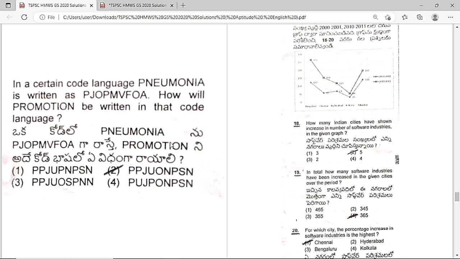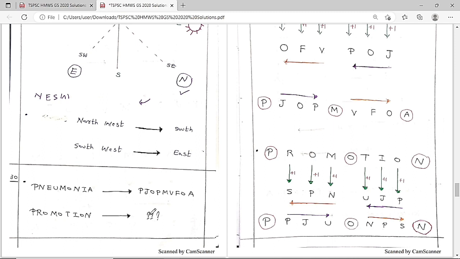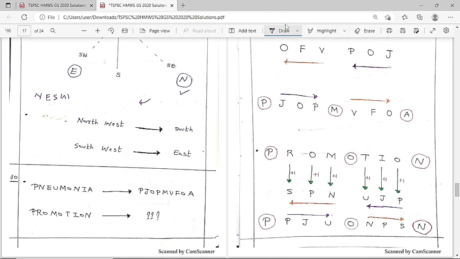So let's solve this numerical. Now you can see clearly here, this is the question they have mentioned. PNEUMONIA is written as PJOPMVFOA by some code language. Then PROMOTION is written as, this is what we need to figure out in this code language. By using the code language, we have to figure this out with the help of the same code language. So let's solve this numerical.